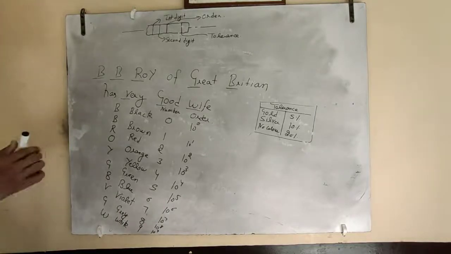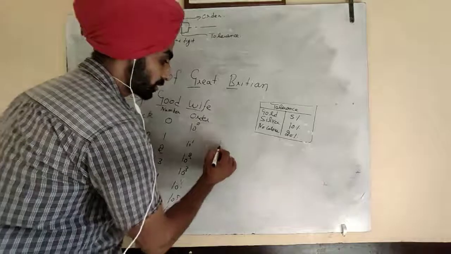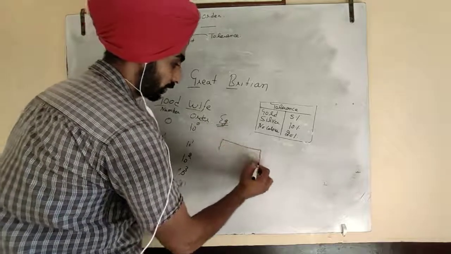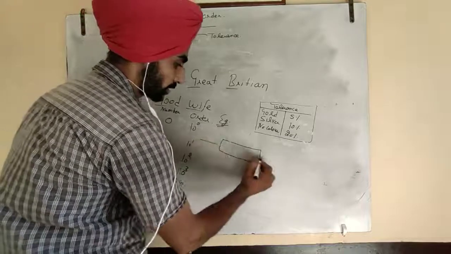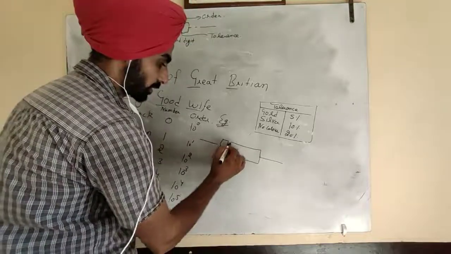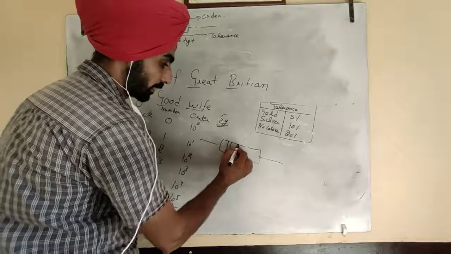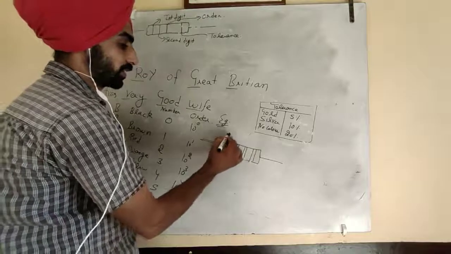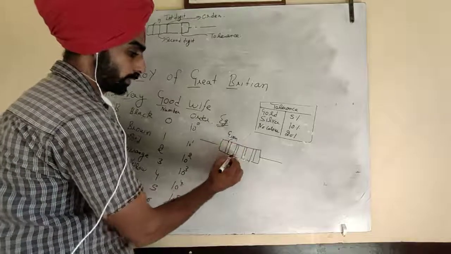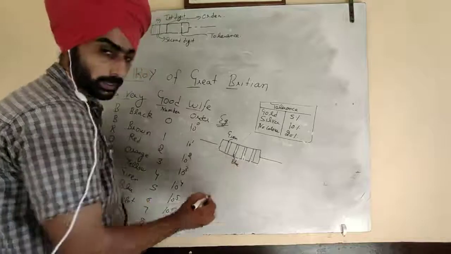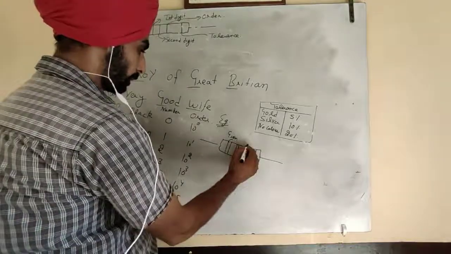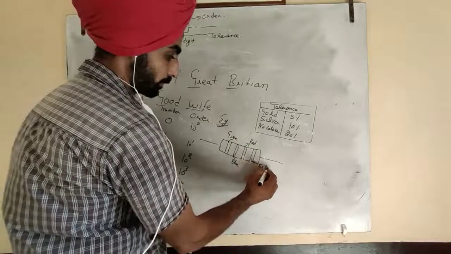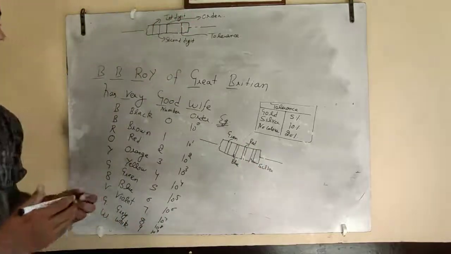Suppose they have given you a resistor. Example, how to calculate the rating of a resistor. Suppose this is the first color, this is the second color, this is the third color, and this is the fourth color. Suppose the first color is green, this is blue, and suppose this is red and it is silver. So how will you calculate the rating of a resistor?